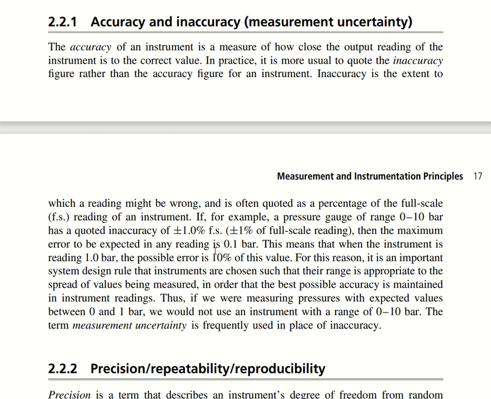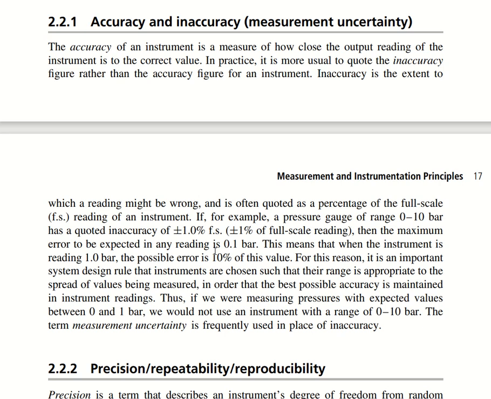It is more usual to quote an inaccuracy figure rather than an accuracy figure for an instrument. Inaccuracy is the extent to which a reading might be wrong, and is often quoted as a percentage of the full scale reading of an instrument. For example, a pressure gauge ranging from 0 to 10 bar has a quoted inaccuracy of plus or minus 1% of full scale, which means that the maximum error to be expected in any reading is 0.1 bar, which means that when the instrument is reading 1 bar, the possible error is 10% of its value.